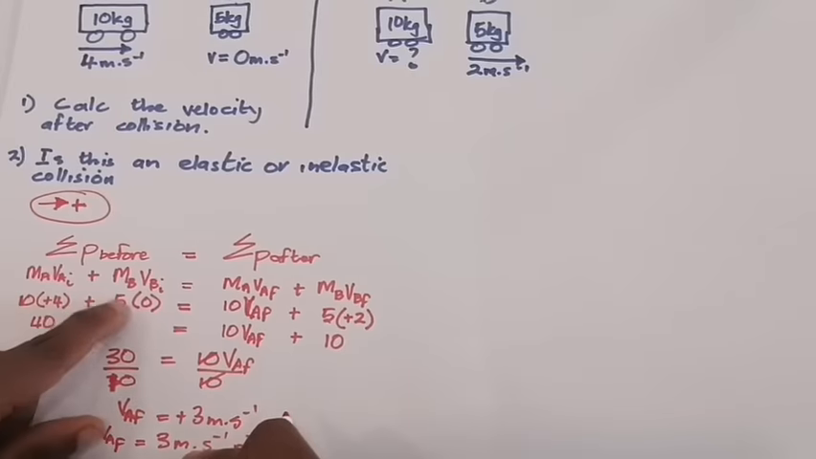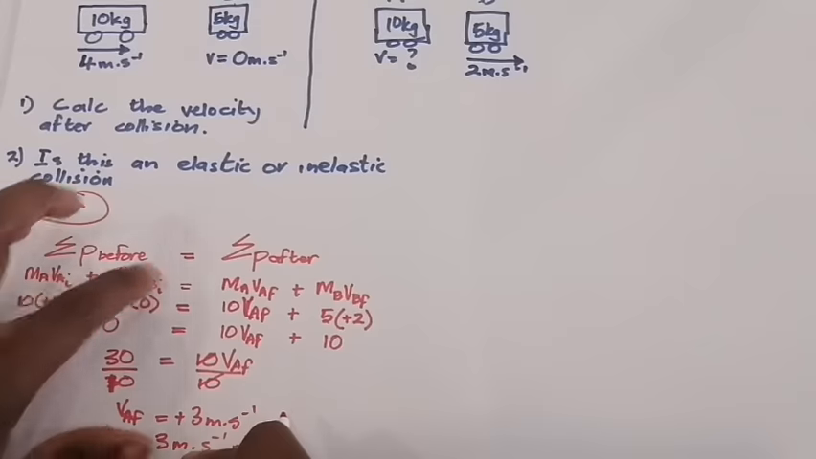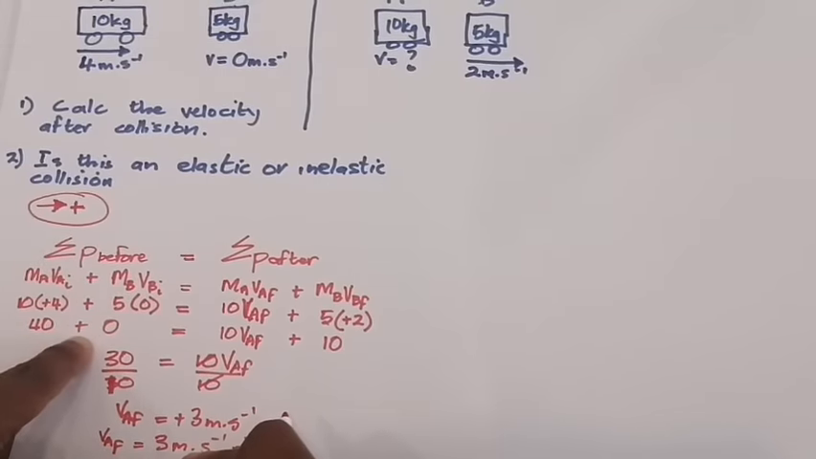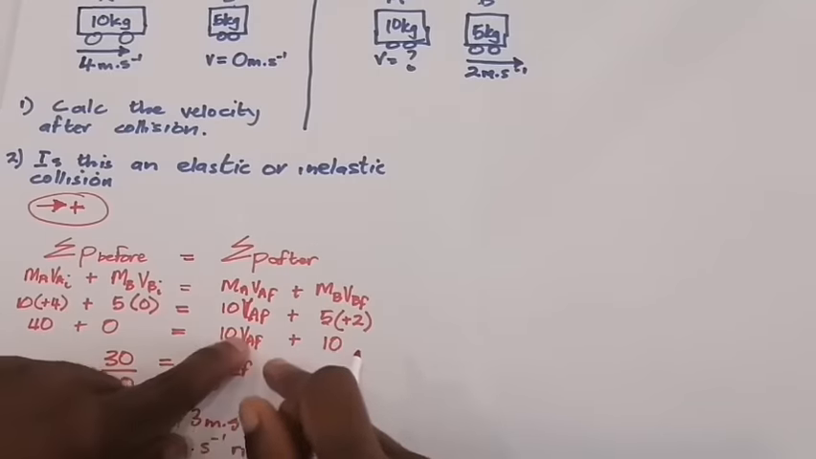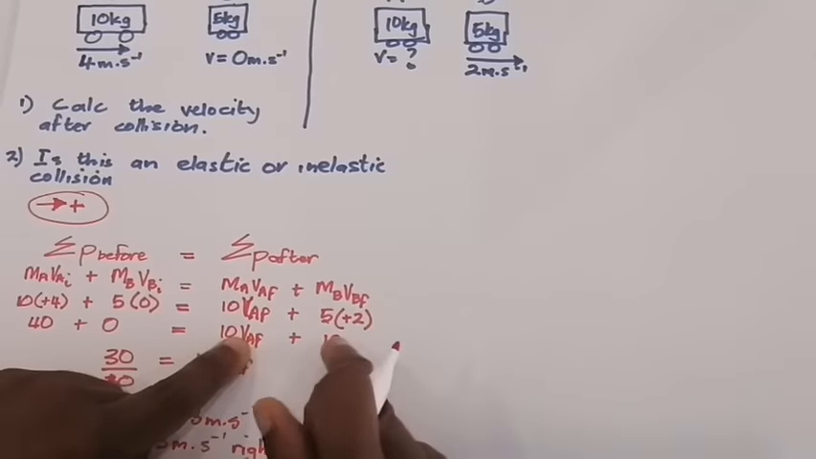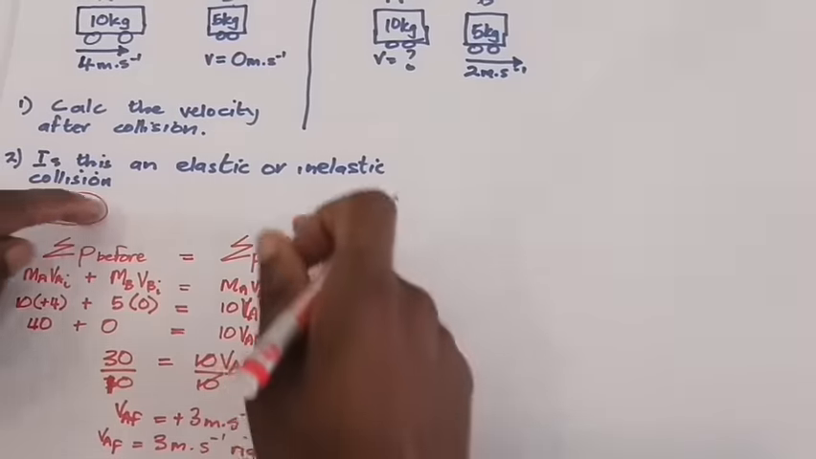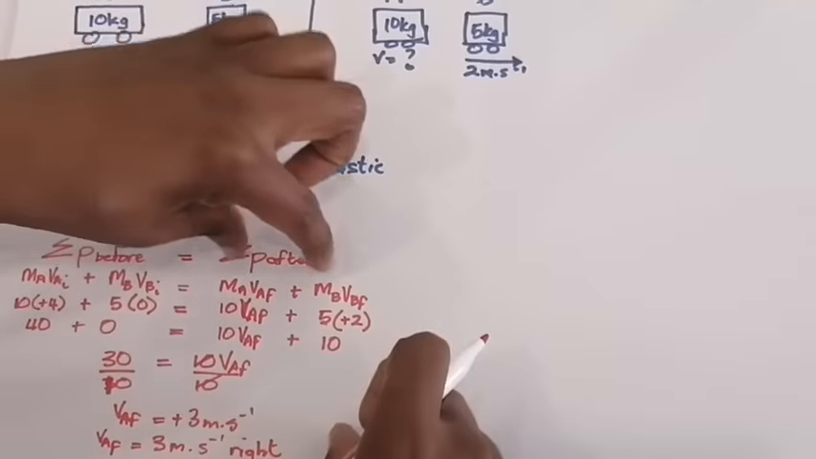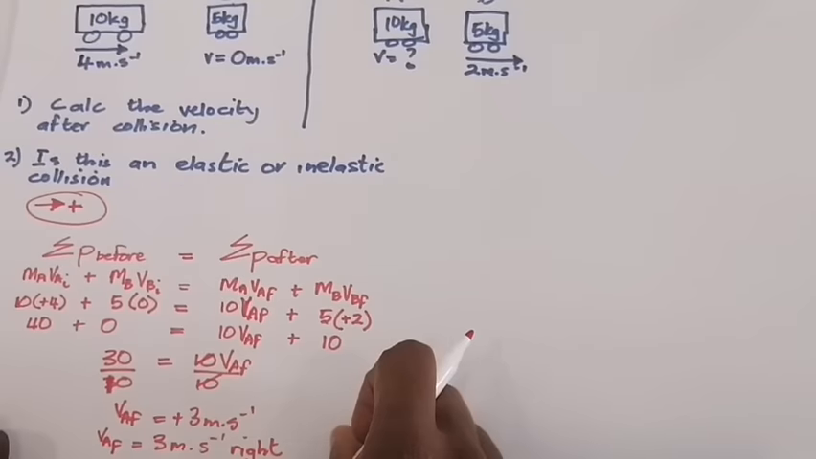10 times 4 plus 5 times 0 gives us 40. So the sum of their momenta before collision was 40 kilogram meters per second. Look at this: if I take 10 multiplied by 3, that gives us 30, plus this 5 times 2, which is 10. So that's 30 plus 10, which still gives me 40. And so this rule holds true, that the momentum before collision must be equal to the momentum after collision. I hope that is very clear.